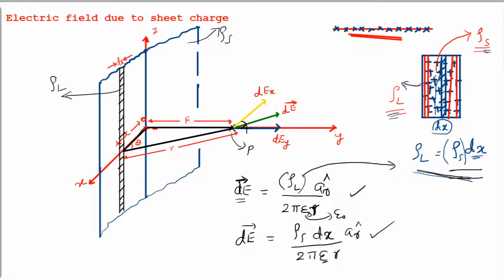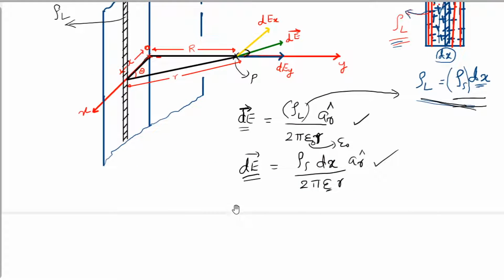Now I told you that we have resolved this dE. This is my dE in some arbitrary direction, but I have resolved this dE in two directions, dEx and dEy. Now from the figure, I will just consider one component at a time. I will tell you the reason later. So next you see, how will I write dEy? dE is divided into two components, dEx and dEy. Initially I am considering dEy.